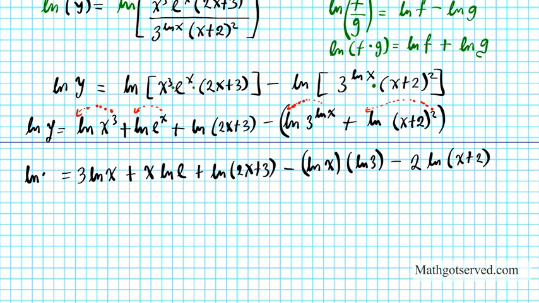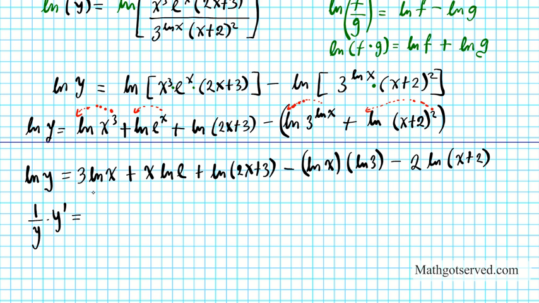Okay? Now, how do I differentiate this function? Well, I'm going to use implicit differentiation to differentiate both sides of this function. And then wherever I have y, I'll just substitute the original value of y at the beginning. Okay? So let's differentiate the left side. We know the derivative of natural log is 1 over x. So the derivative of ln y is 1 over y times y prime.